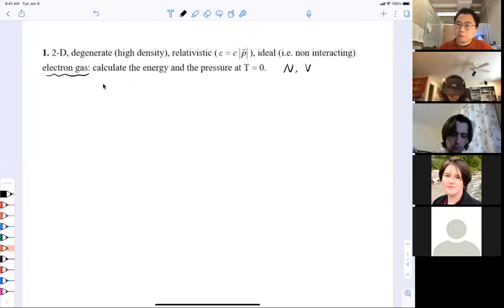Okay, maybe let's do it together. I will solve all the problems in detail, step by step, so feel free to stop me whenever you get confused. Okay, so this is the 2D problem, and it's actually very similar to what the professor taught in class about the 3D Fermi gas, and the starting point is also similar.